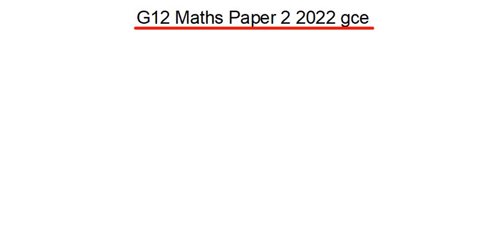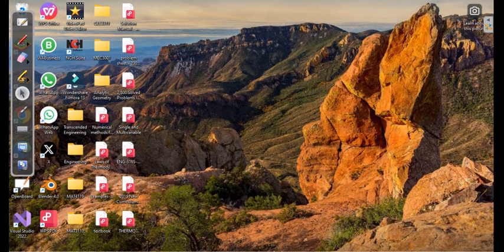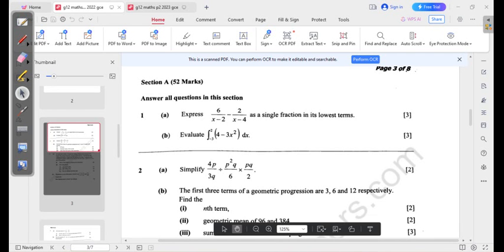So we're going to be looking at question 1 of the grade 12 mathematics paper 2, which was for 2022 GCE. Okay, so the paper that we have is right here, and we are going to look at question 1 only. Of course, we're going to have a series of videos after this one, where we're going to talk about each and every question. But in this video, we only focus on question 1.